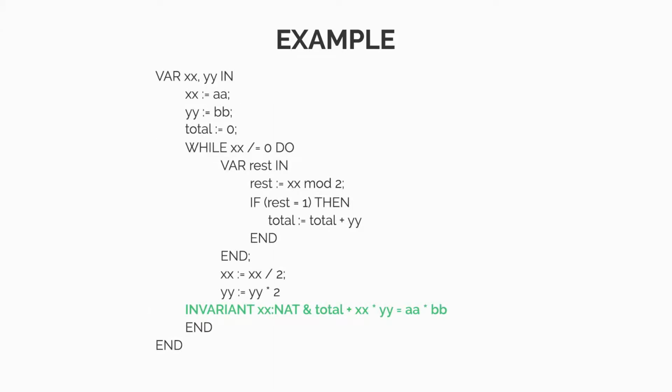So now we add to our loop the invariant saying that xx belongs to natural, which is used to guarantee that the variant that we'll talk about next is always a natural number, and total plus xx times yy equals AA times bb.